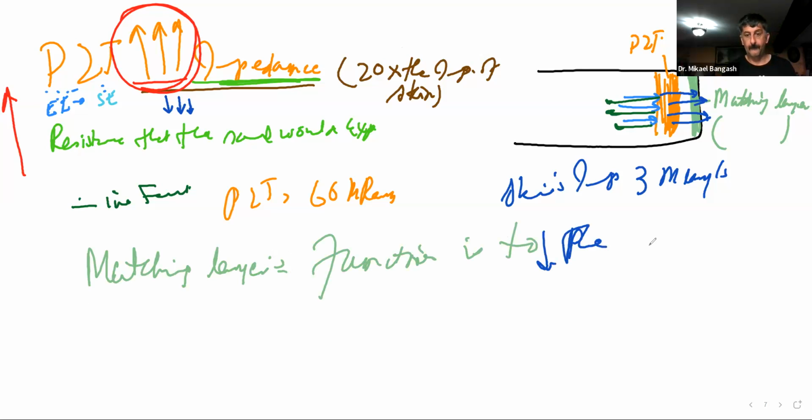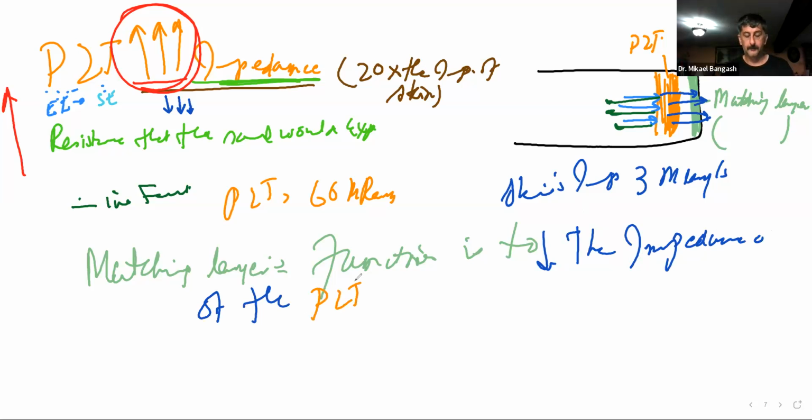reduce the impedance of the PZT. You see, this impedance was 20 times that of skin. Did that make sense?